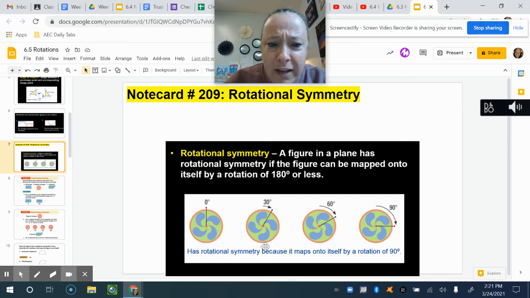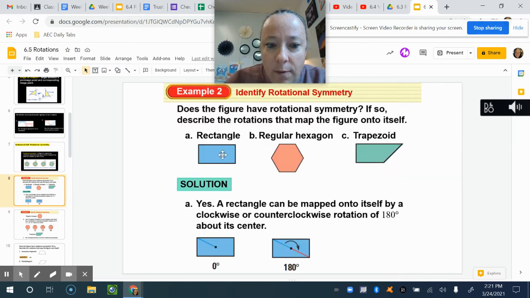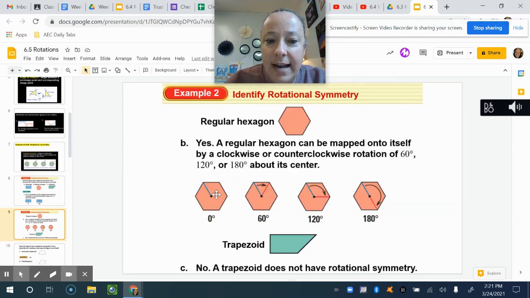But like this one has rotational symmetry, right? Now, will a rectangle map itself back onto itself? Yeah, after 180 degree rotation. A 90 degree rotation, no, but 180 degree rotation, yes. Now, what about B, this regular hexagon? Absolutely. The regular hexagon has several ways that it'll map right back onto itself. Now, that trapezoid, no, that is not going to map back onto itself within 180 degrees. Now, 360 degrees it will, but that's not the definition of rotational symmetry.